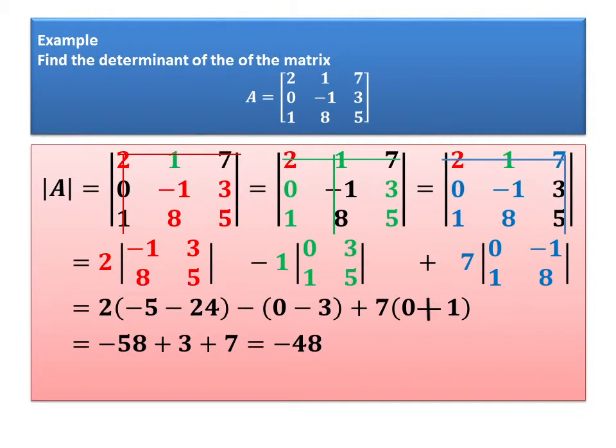7 multiplied by the determinant of a 2 by 2 matrix, which is 0, -1, 1, and 8. So we expand this 2 by 2 matrix, multiplying the diagonal elements. 0 times 8 minus 1 times 1. So this is 0 plus 1. 0 plus 1 is 1 times 7, we get 7. So here we have -58 plus 3 plus 7, this is -48.